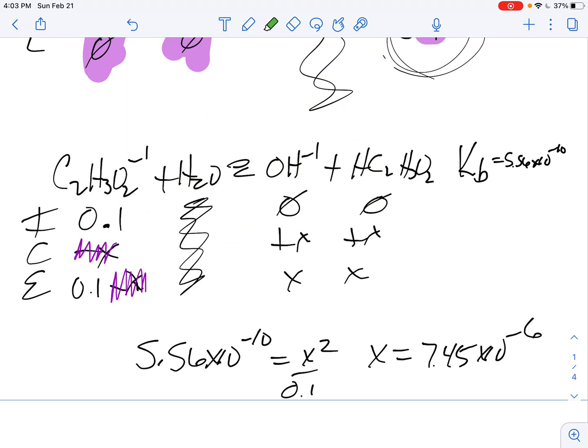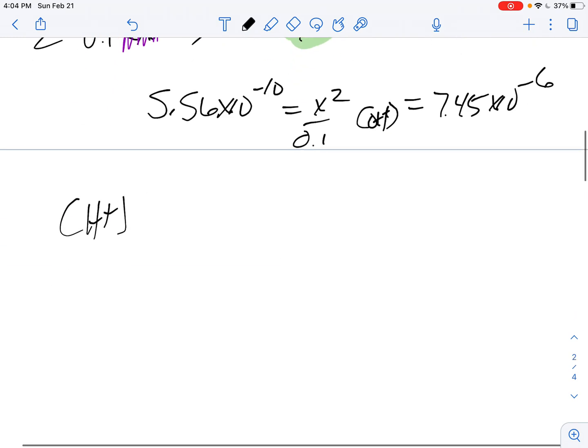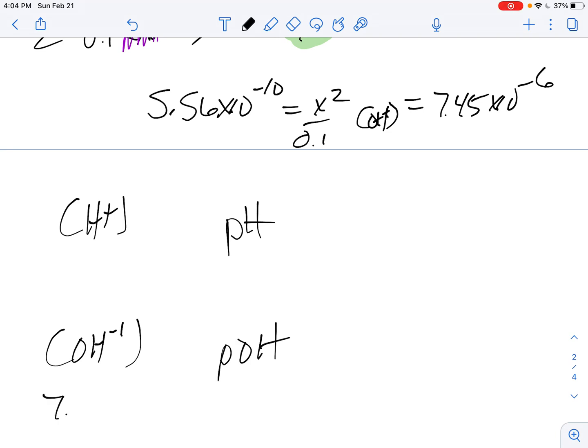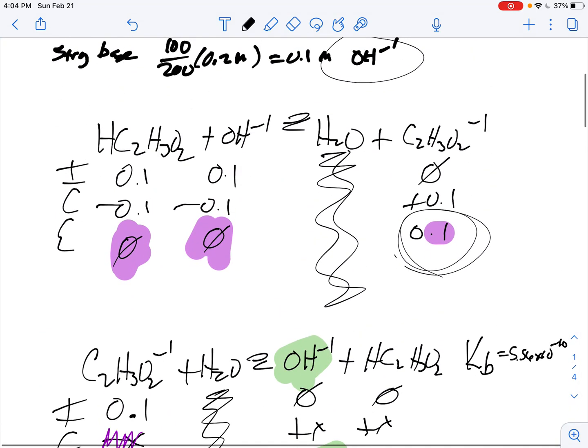Please note that the x we've got here is what the OH is. So in reality, what I have just solved for is the amount of OH. And if I know any one of the four corners of my pH square, H positive, OH negative, pH, and pOH, I know all four corners. So this is 7.45 times 10 to the negative 6 if I've done my math right. Which means that if I take the negative log of that value, I end up with a pOH of about 5.13, and therefore a pH of about 8.87. That was way easier, and I know it might not seem it right now, but that's actually a way easier process than what they presented you with.